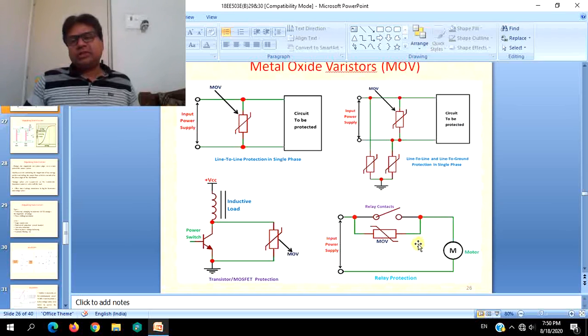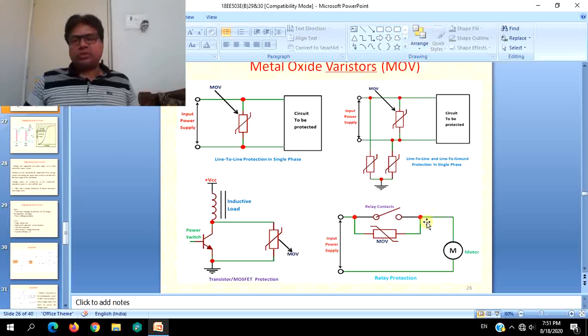So whenever a spike occurs, this MOV will provide a diverted path. And if those spikes or transients are not hazardous to the load, nothing will happen. If this MOV is not used, because those spikes and transients are higher in magnitude, these relay contacts will close. Thus, they will trip the motor via a circuit breaker.